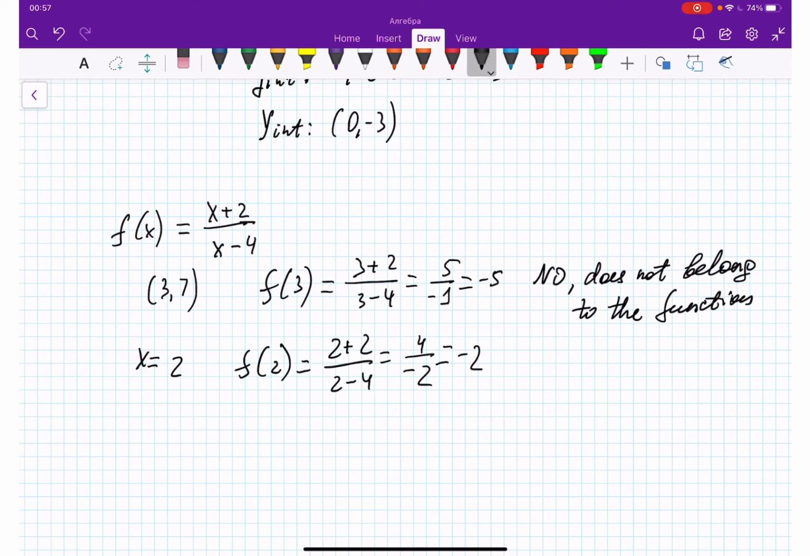Next. So using the information in the previous step, we can say that the point on the graph where x is equal to 2 is negative 2. So it's going to be the coordinate 2 and negative 2. Next one, what is the domain?